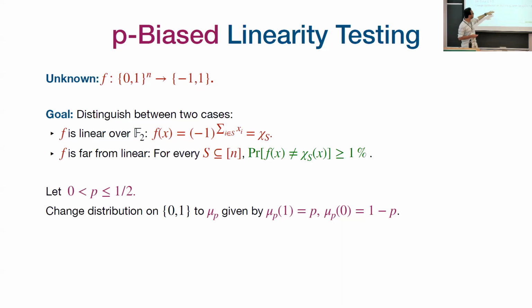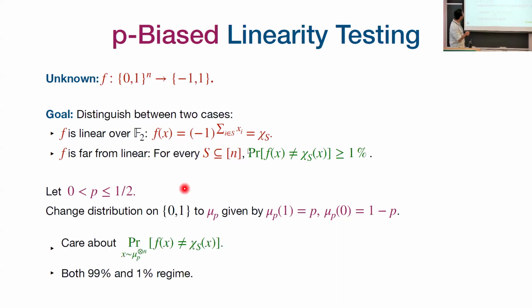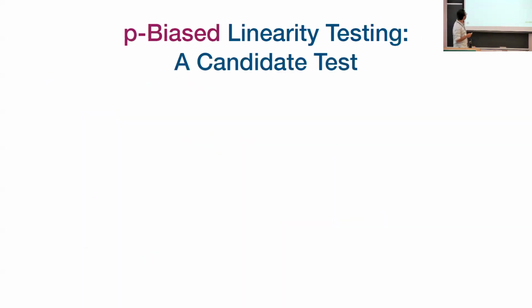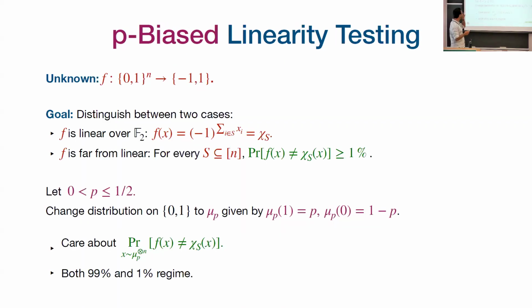Now a relevant distribution on {0,1}^n is just the product of this distribution on the n coordinates. And now I can ask exactly this problem of linearity testing, where I care about this quantity, but it's coming from this distribution mu p to the n. I'll care about both the 1% and the 99% regimes, and we'll see what we know. Okay, I hope the problem statement is clear. So now we have the BLR test for p equal to half. What we want is, can we simply extend it to the p case?